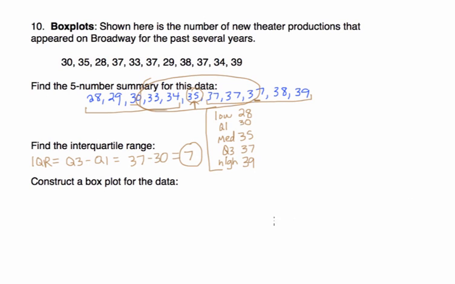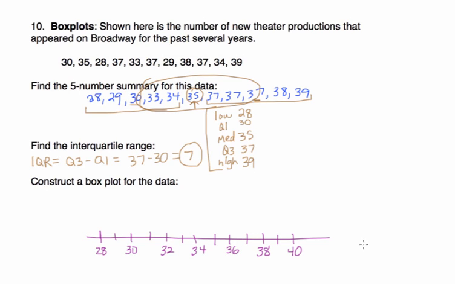To make a box plot, you first need an axis, just a one-dimensional x-axis. I numbered by 2s. You can number whatever you think is appropriate so that your data is spread out, but your low and your high are both accommodated. So to make a box plot, or a box and whiskers plot, you want a box that goes from Q1 to Q3 with a line at the median.